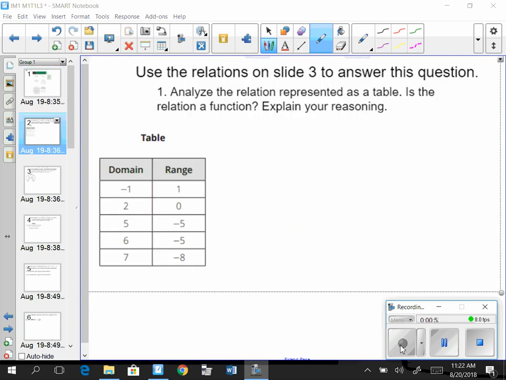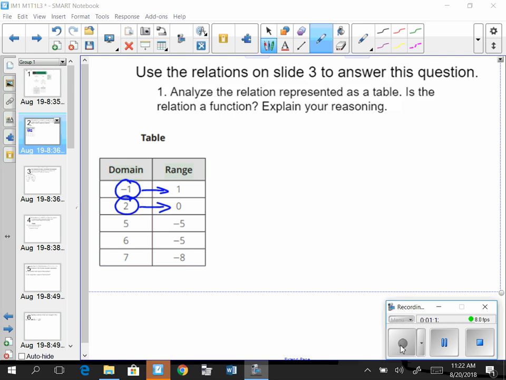To answer the question whether this table is a function, we have to look at all of the inputs and make sure that for every input there is only one output. Since -1 only shows up here, there's only one output. Since 2 only shows up here, there's only one output.